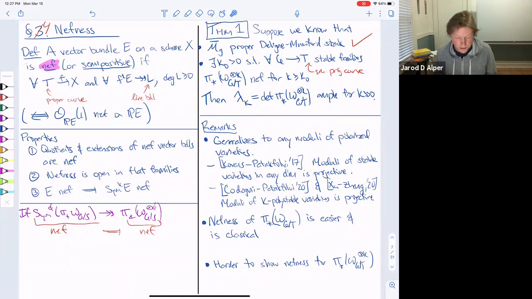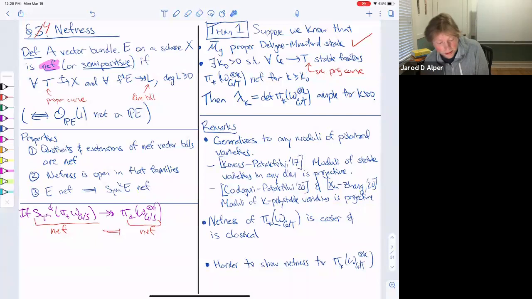Before going further, let me make a couple of remarks. Kollár's original motivation, as was Viehweg's at the time, was not to construct M_g bar. That was already known. There were various methods already. They were interested in constructing moduli of surfaces or of higher dimensional varieties. And this theorem one generalizes to really any moduli of polarized varieties. You just need to check the analogous condition for nefness of these vector bundles.